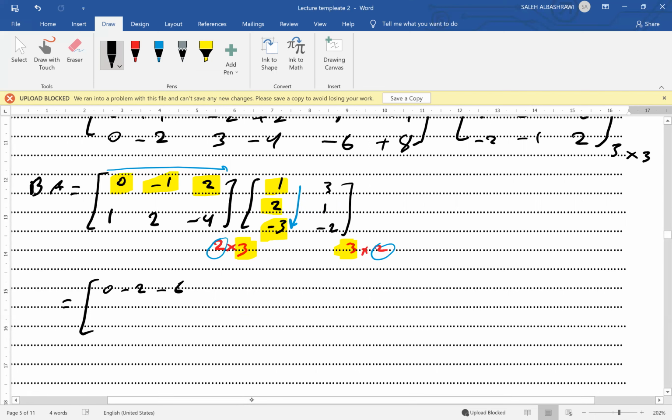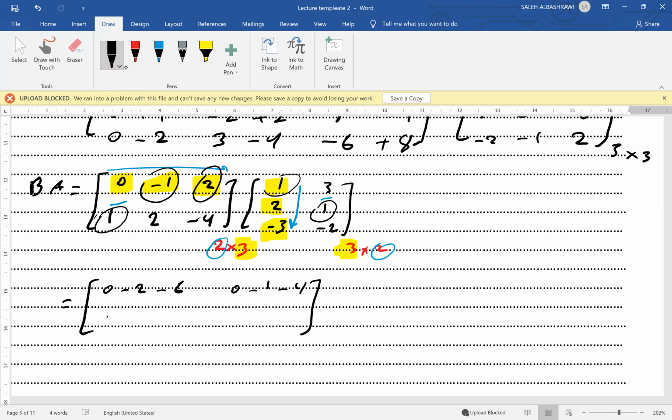Now let's move to the second column. 0 with a 3 will give me 0. Then minus 1 with 1 is equal to minus 1, and 2 multiplied by minus 2 is minus 4. So we are done with the first row. Let's go to the second row. This 1 times 1 will give me 1. 2 times 2 is equal to 4. And minus 4 with minus 3 is equal to plus 12.